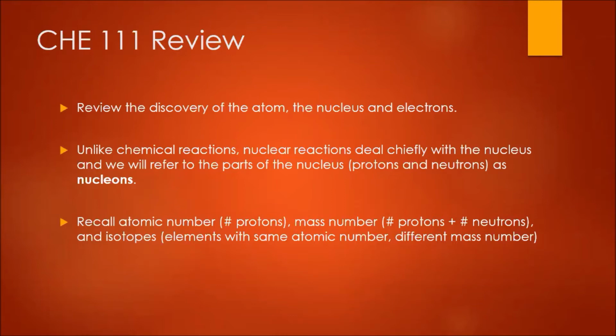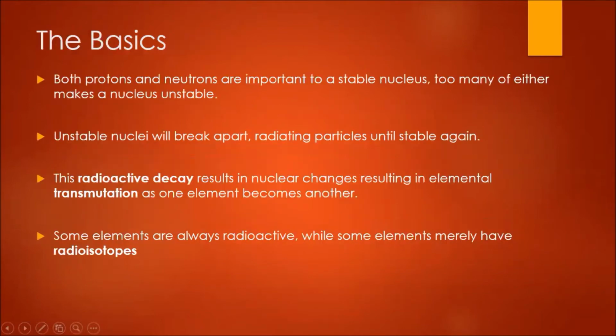But just a quick refresher, recall our atomic number is just the number of protons, our mass number is the protons and neutrons. And the concept of an isotope is the same atomic number, same number of protons, different number of neutrons. So it weighs a little bit more or a little bit less. So we need both protons and neutrons to make a stable nucleus.